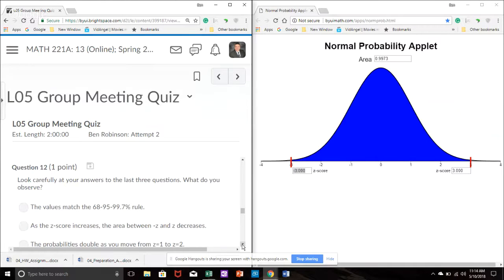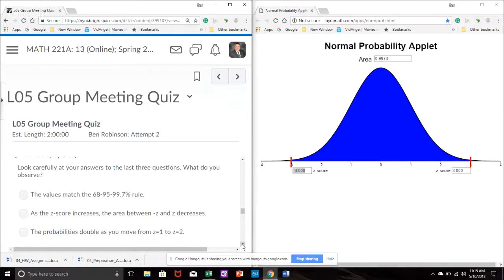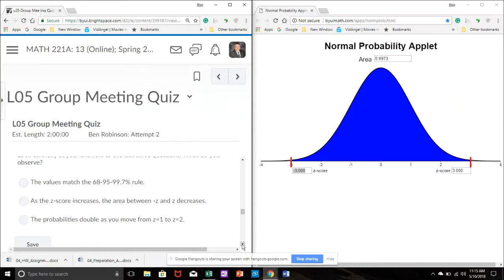Okay, look carefully at your answers to the last 3 questions. What do you observe? Well, as the z-score increases, the area increases between the negative and the positive. The probability doubles as you move from Z1 to Z2. No, that's not right. So the values match the rule. Yeah. Yep, agree. Yes, I agree.